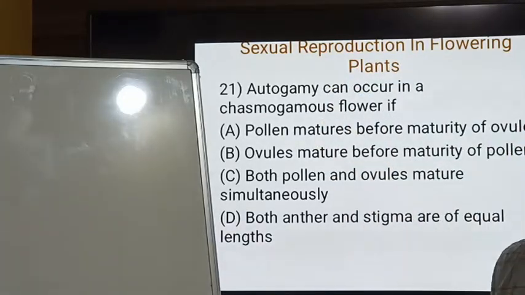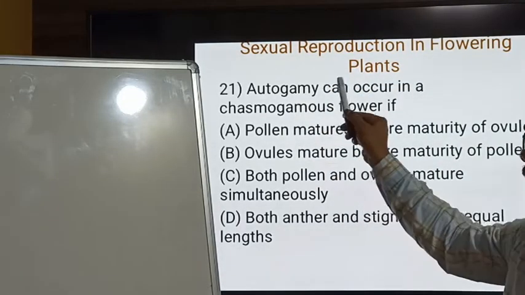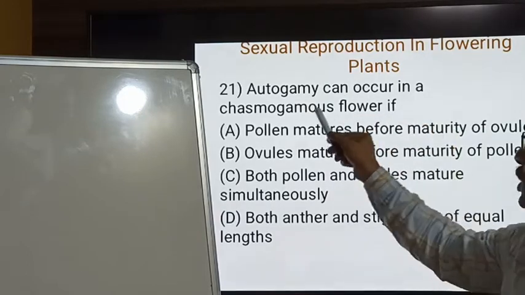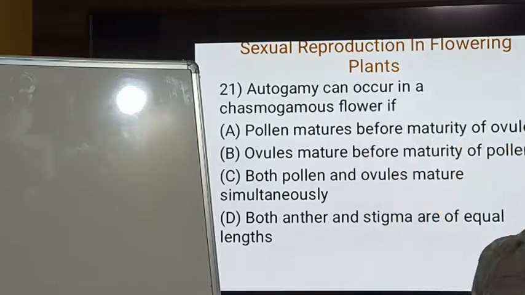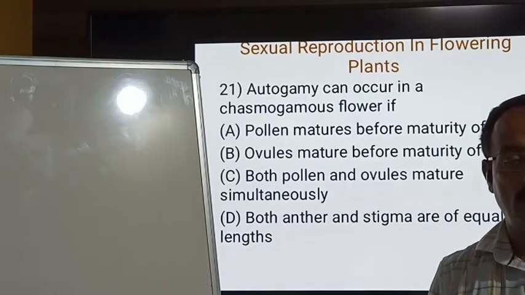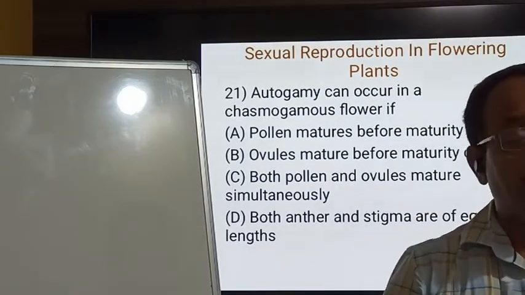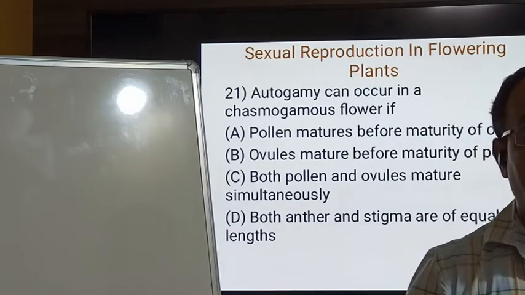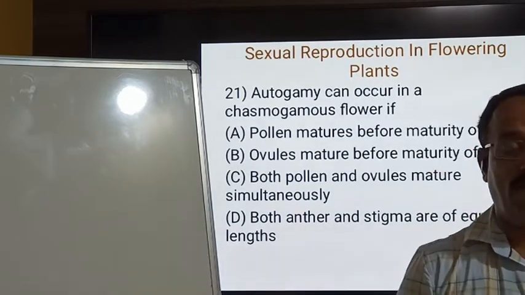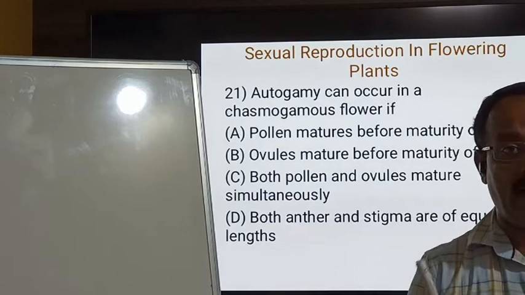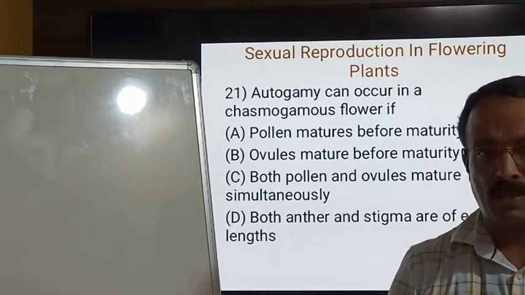The next question. Autogamy can occur in a chasmogamous flower if. So what are chasmogamous flowers? These are flowers which are like normal flowers with exposed stamen and stigma.